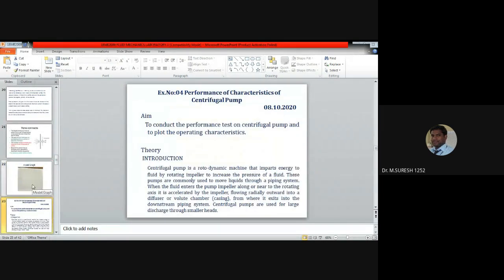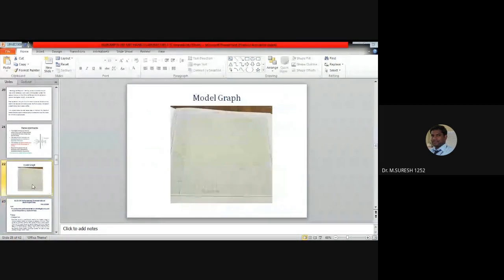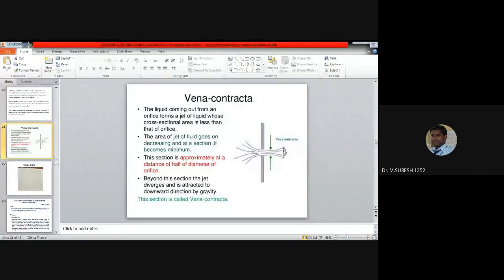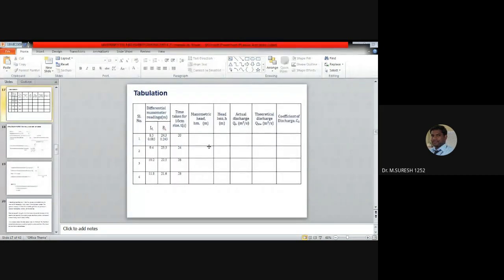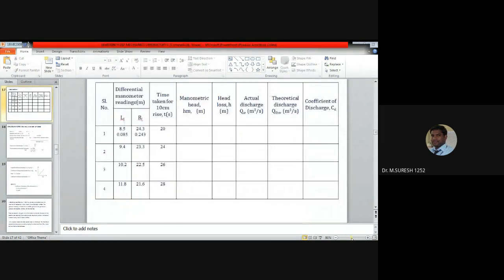Any doubts? So next class will continue with the performance test on turbine, pump, those things. Any doubts so far for the third experiment? Just note the readings.